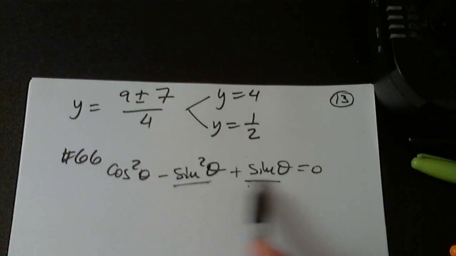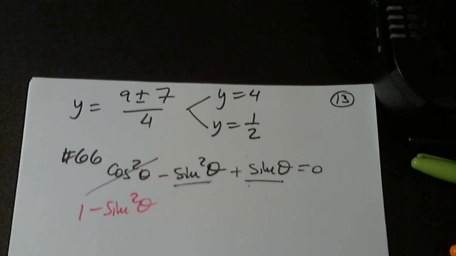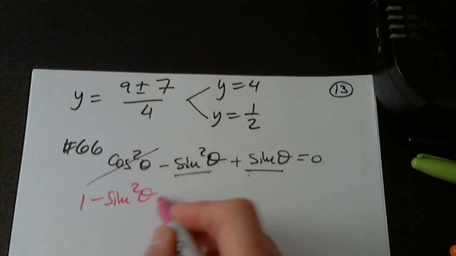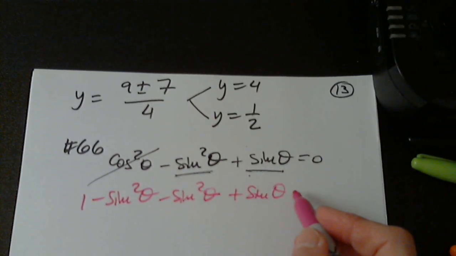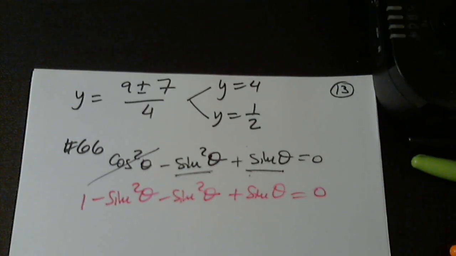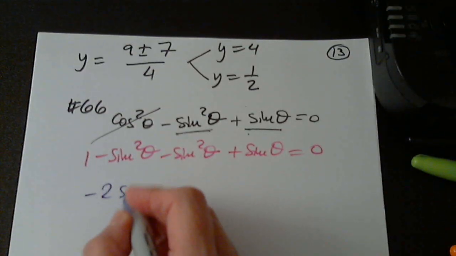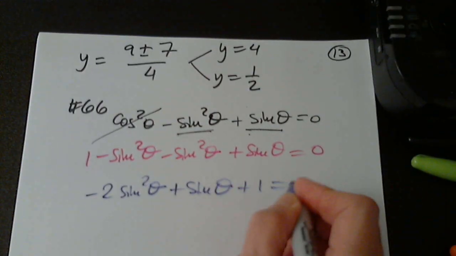So see what happens here. I have sine and I have sine. I don't want cosine in the problem. Well, I cannot erase it, but I can replace it by what it equals, because we know that cosine squared is 1 minus sine squared. Minus sine squared plus sine theta equals 0. So now from here, we're going to combine like terms and rearrange everything. So I have -2 sine squared theta plus sine theta plus 1 equals 0.